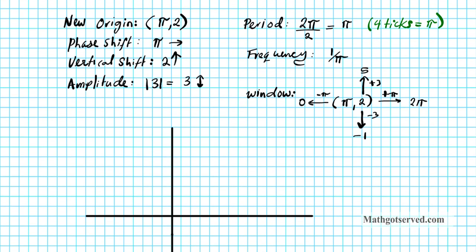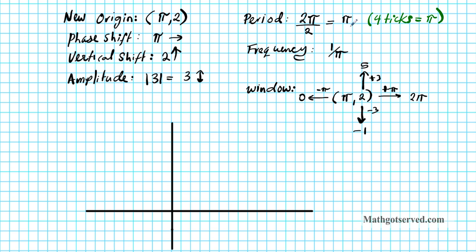To calibrate our x-axis, we're going to look at the period. It is in terms of pi, so we're going to go by pi. So 4 tick marks is going to be pi for us. So let's go 1, 2, 3, 4, that's pi. How far are we going to go? We are supposed to go as far as 2 pi, because that's what we found in our window. So we go another 1, 2, 3, 4, and that's 2 pi. That's the calibration of our x-axis.